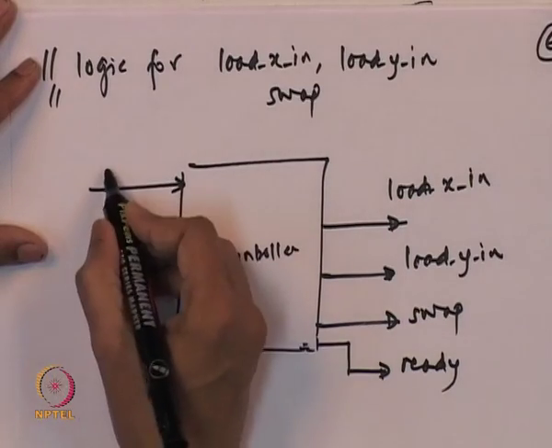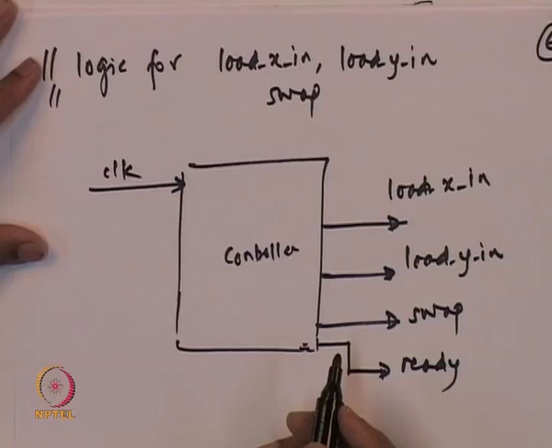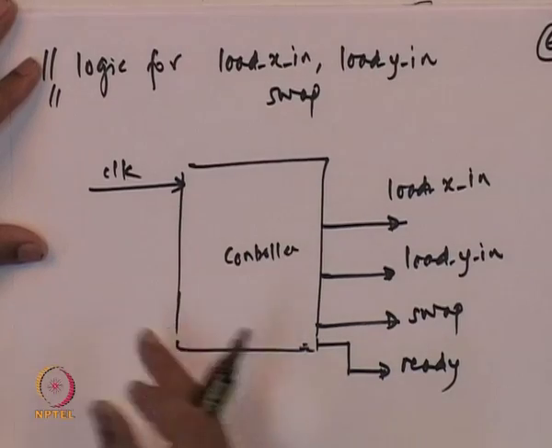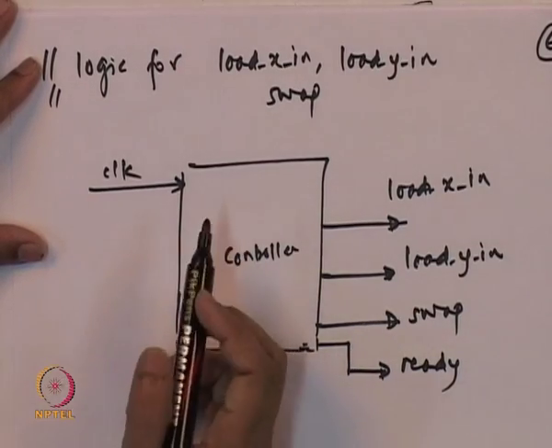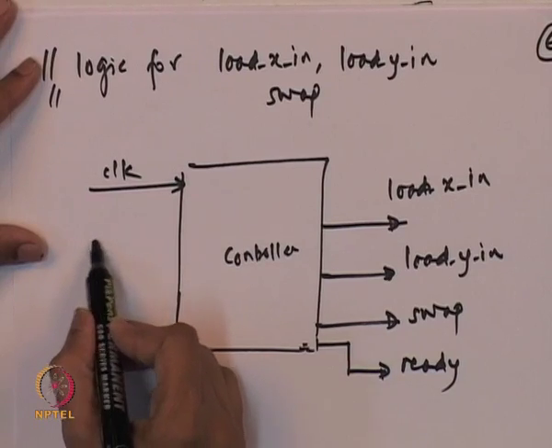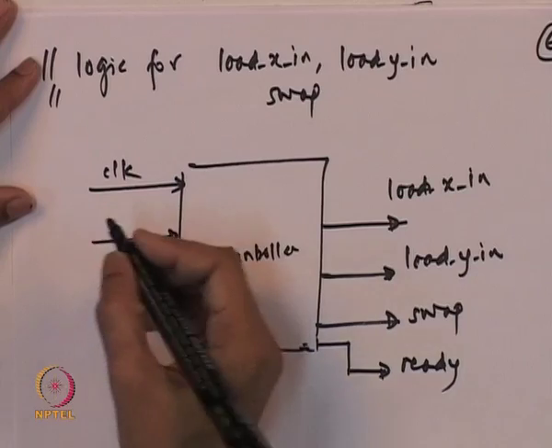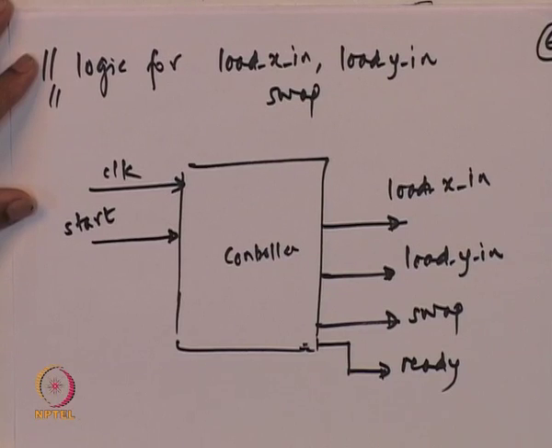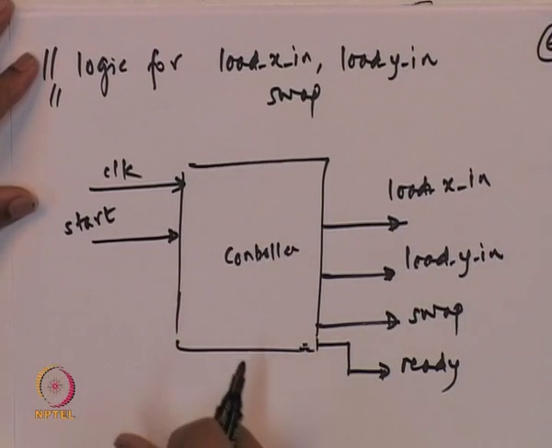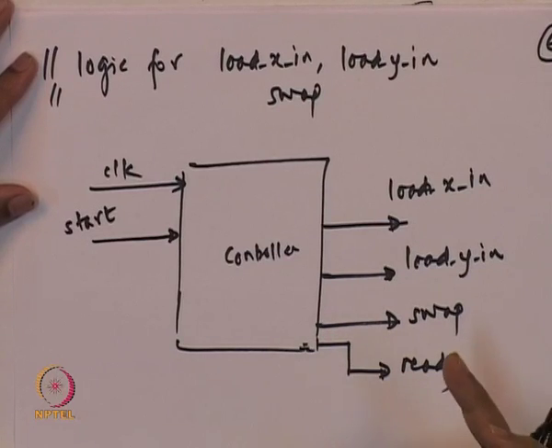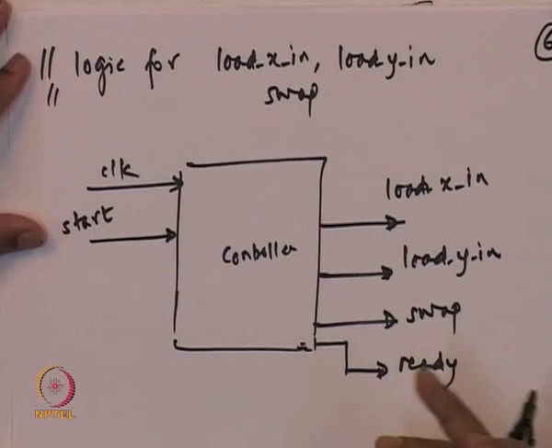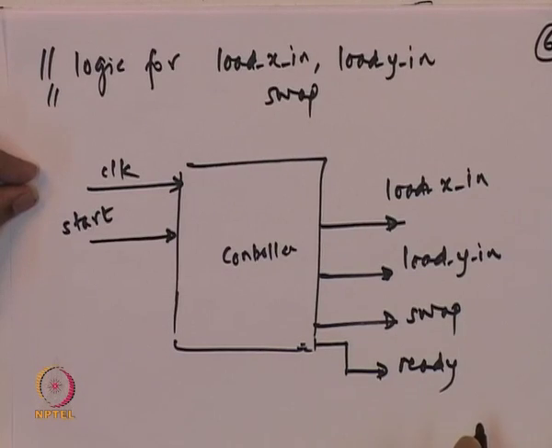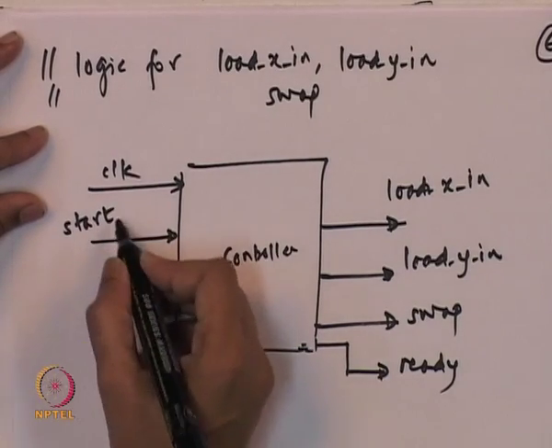Obviously, the clock. Clock is one of the important inputs to the controller. It's a synchronous sequential system by itself, so a clock will be an input. Then, other inputs to the controller: we assume an input from external sources which triggers this computation to begin. So, when start input is asserted, then the X and Y registers are to be loaded with the data available at the input ports of this design unit. So, this is an example of an external input.